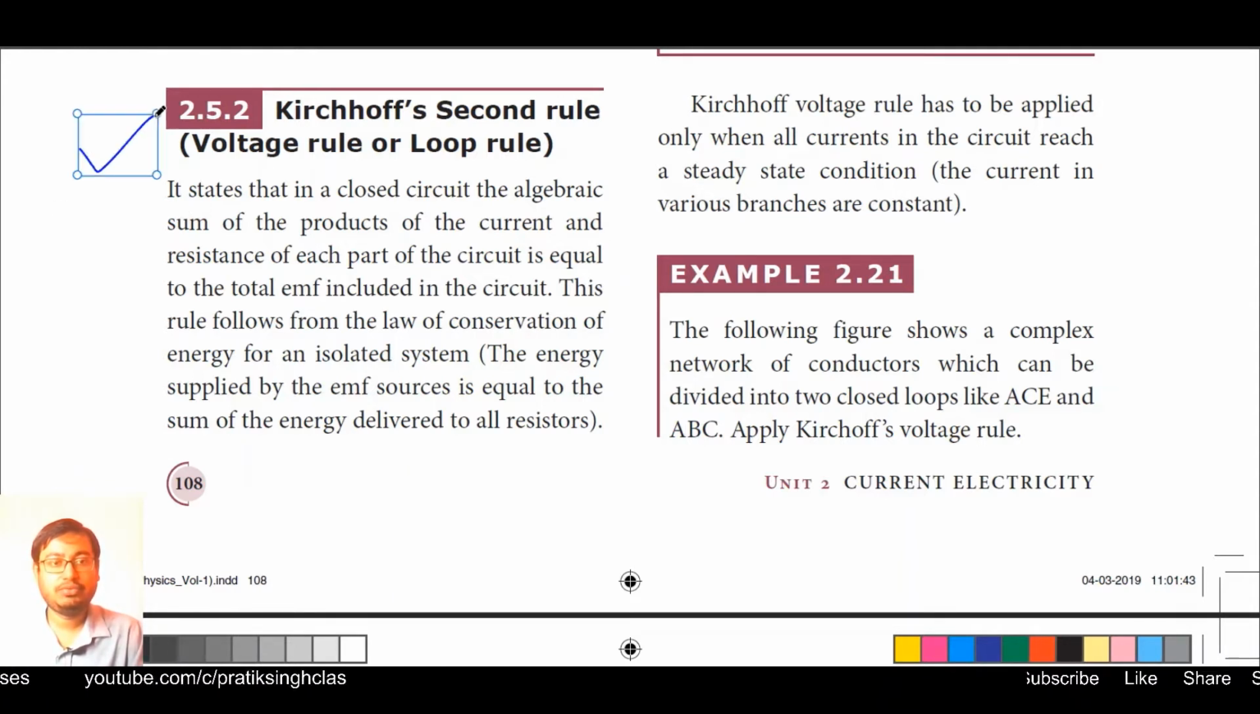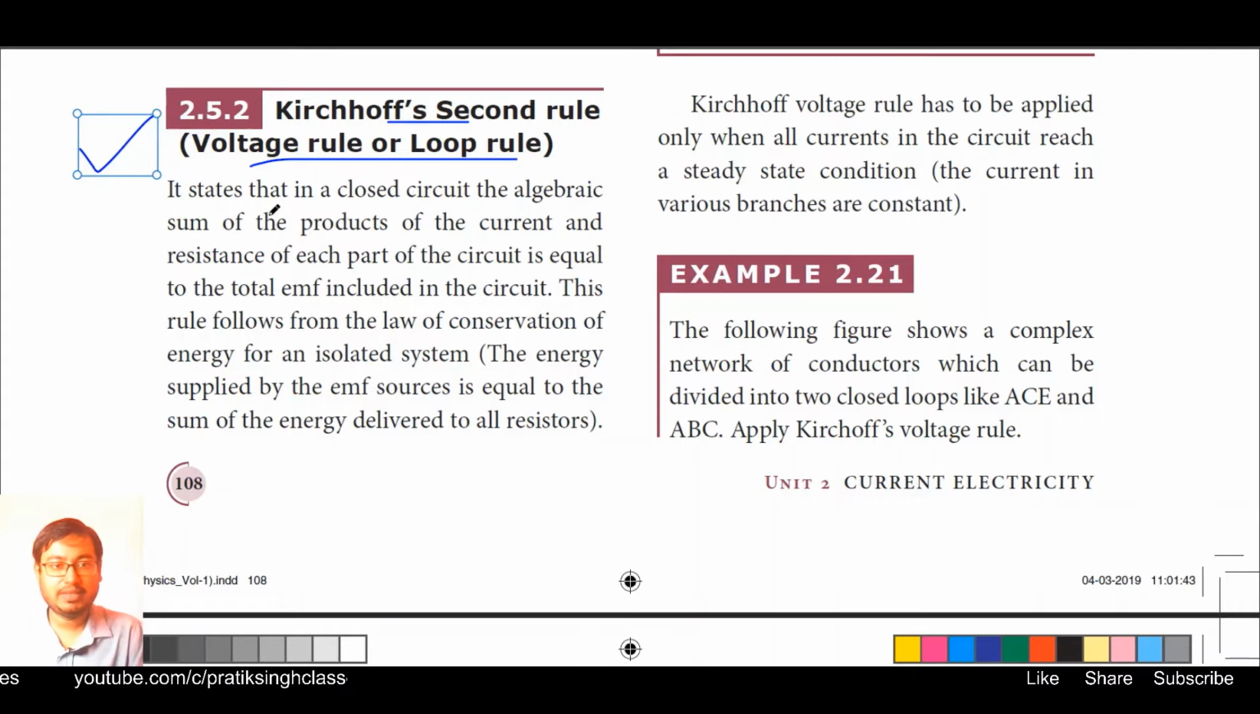Now coming to section 2.5.2, that is Kirchhoff's second rule, or voltage rule, or loop rule. The basic of everything in electrostatics is V is equal to IR, or I is equal to V by R. Everywhere these terms will be used.